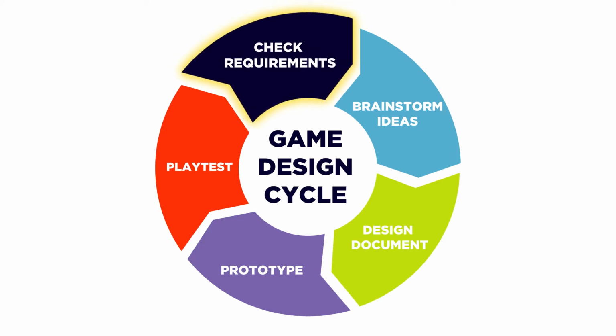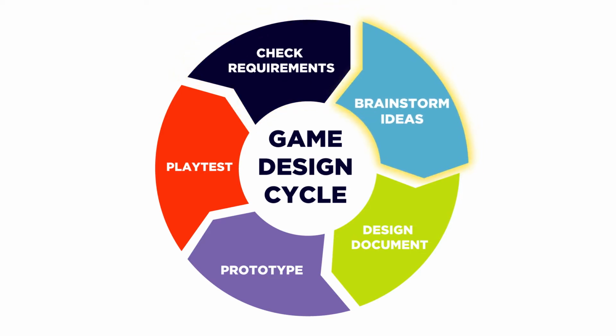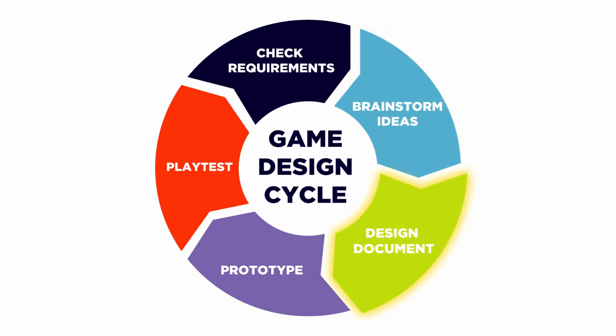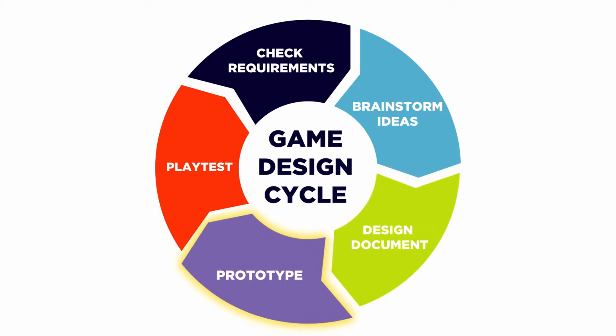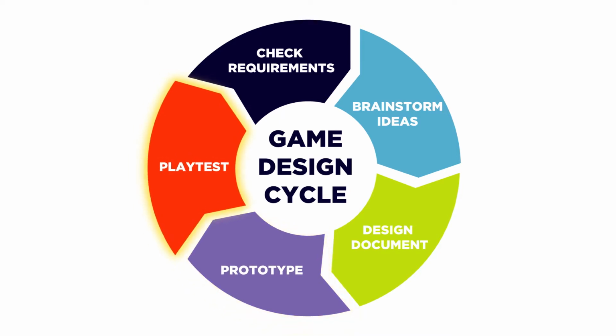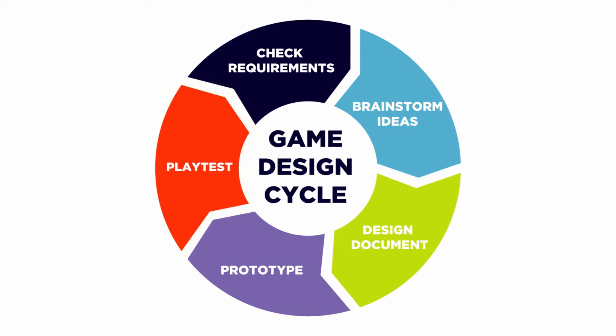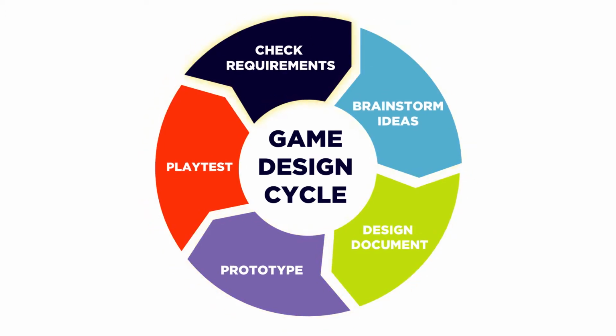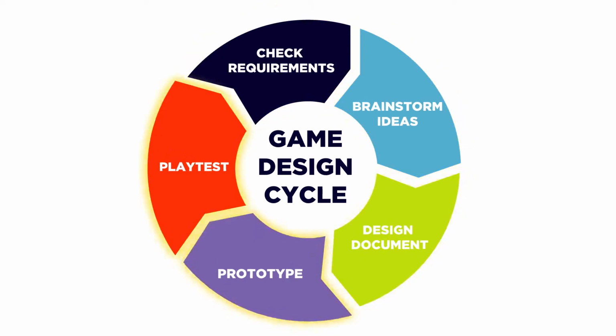So first, you'll check what requirements you may have to follow for the game you're going to make. You'll then brainstorm and write down all of your ideas of what your game could be like. Choose your best ideas and write down your plan for the game in a design document. You'll make a rough draft of your game, which is called a prototype, based on your design document. And then you'll ask people to play your prototype so you can find out what you might need to change. With the new things you've learned from watching people play your game, you'll start a new cycle and start making the changes you need to make your game better. And you'll keep going through cycles like this until your game is done.